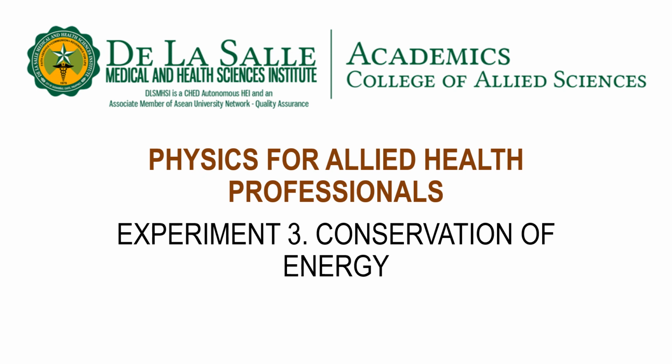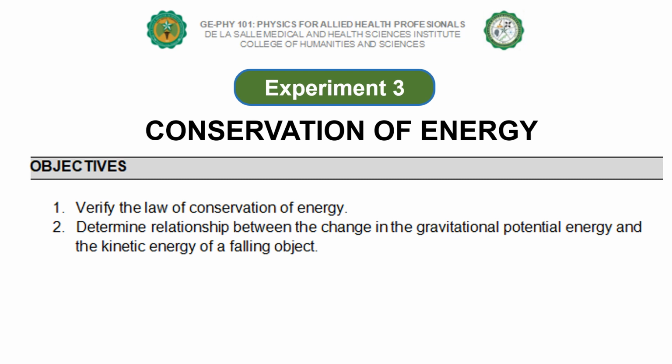The last experiment is about conservation of energy. We have two objectives. The first is to verify the law of conservation of energy, and the second is to determine the relationship between the change in the gravitational potential energy and the kinetic energy of the falling object. In principle, the change in gravitational potential energy is equal to the change in the kinetic energy. So they are equal. For the law of conservation of energy, we need to get the total energy, and the total energy in the system should be conserved. It should be the same.